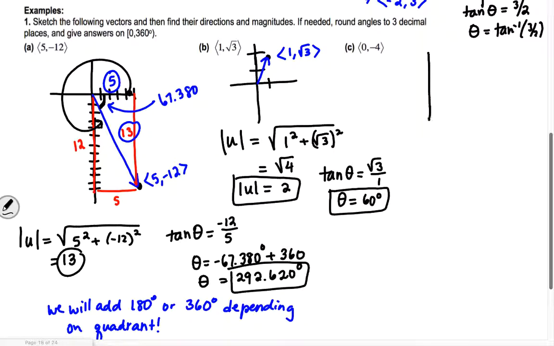The next one I think you could probably do without doing any formulas. So we have to think about where it is. So we have 0, negative 4, 1, 2, 3, 4. So our vector is right there. So let's think about what these definitions are. Magnitude is the length. How long is that vector? It's 4 units long, right? Does that make sense? 4 units long. So we're going to say the magnitude of u is equal to 4.